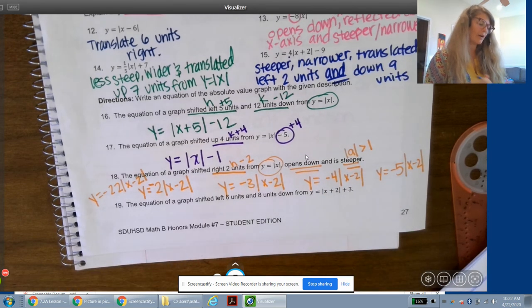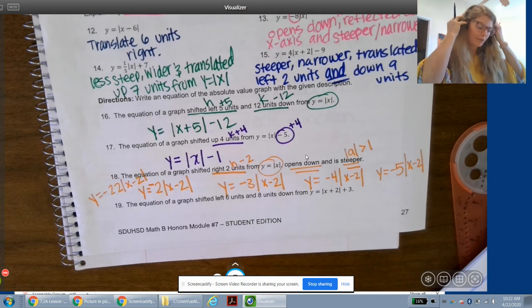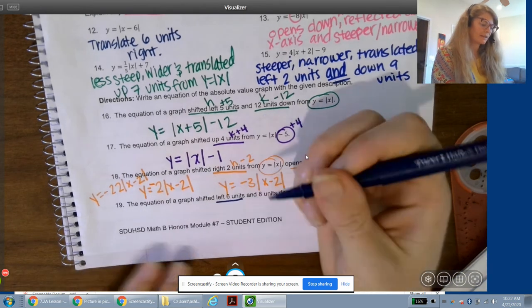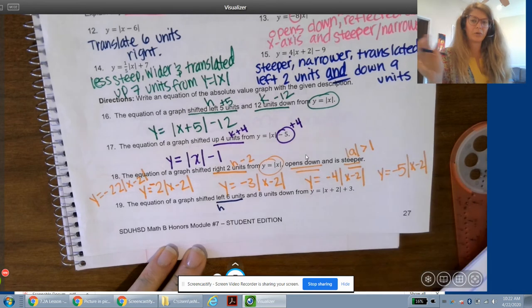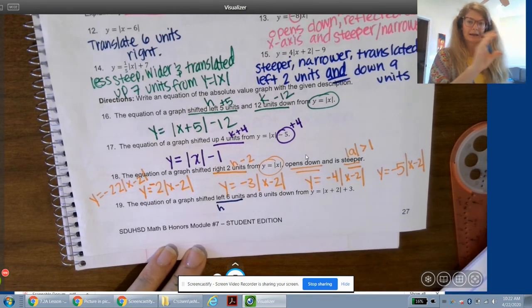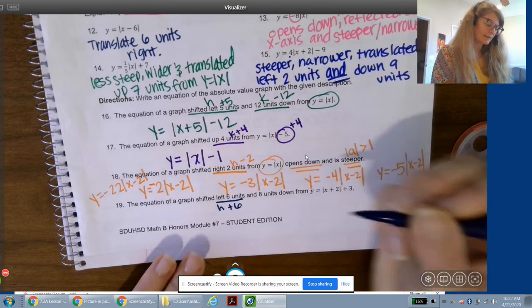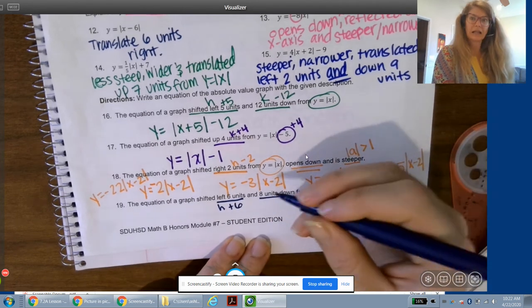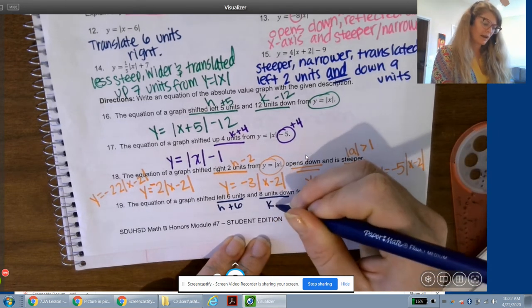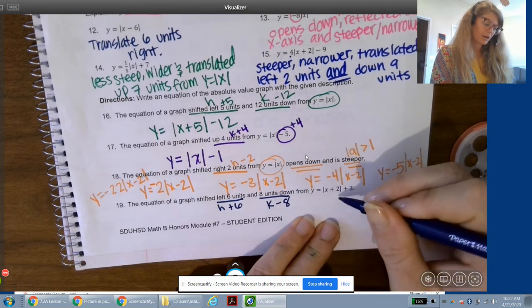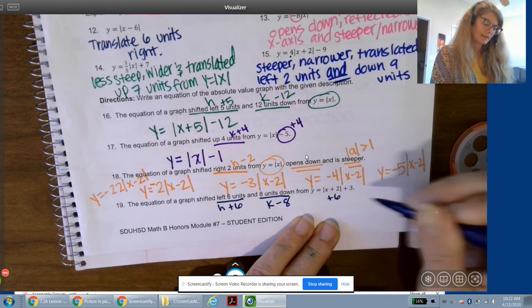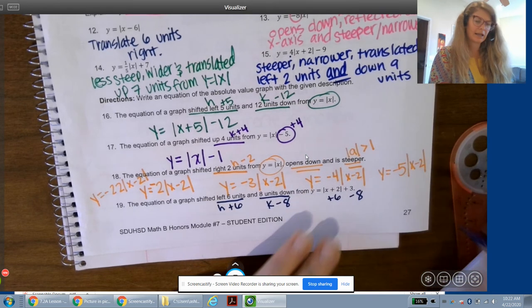Last one. Let's see how we did. The equation of the graph shifted left 6 units. Remember, that's an H value, horizontal on the inside, affecting that X direction. Left means adding 6. 8 units down, that's a K direction. Down means minus 8 from here. So on the inside, plus 6. On the outside, minus 8.